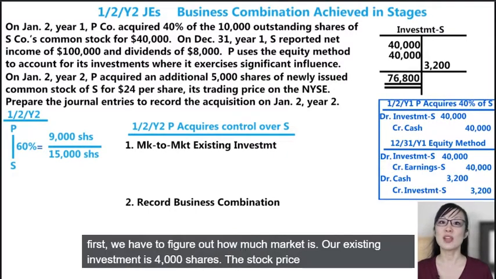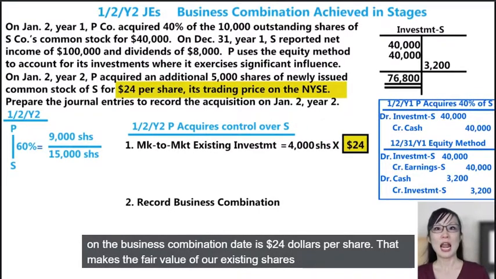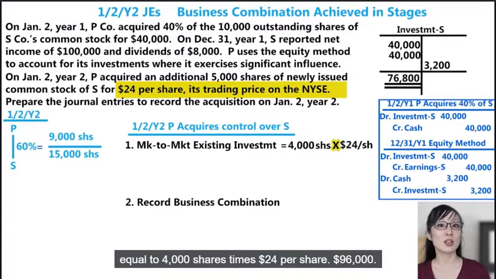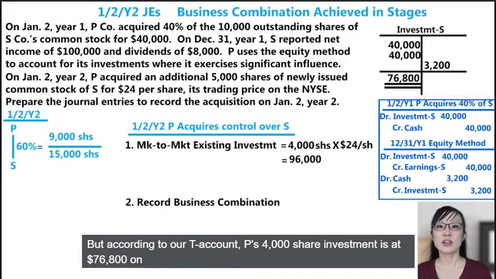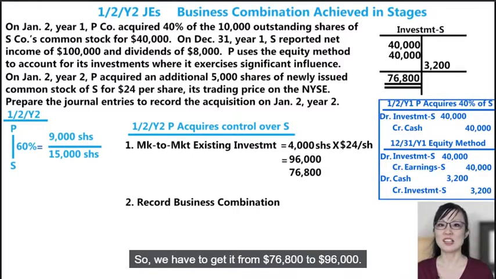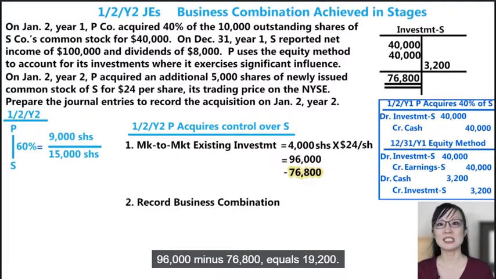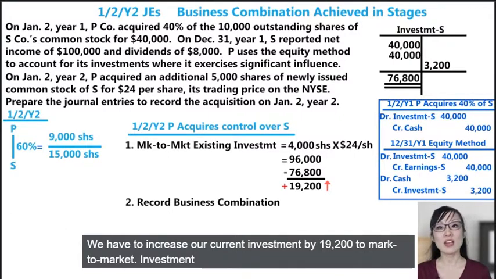To mark to market, first we have to figure out how much market is. Our existing investment is 4,000 shares. The stock price on the business combination date is $24 per share. That makes the fair value of our existing shares equal to 4,000 shares times $24 per share, 96,000. But according to our T account, P's 4,000 share investment is at 76,800 on our books. So we have to get it from 76,800 to 96,000. Let's calculate the difference. 96,000 minus 76,800 equals 19,200. We have to increase our current investment by 19,200 to mark to market.